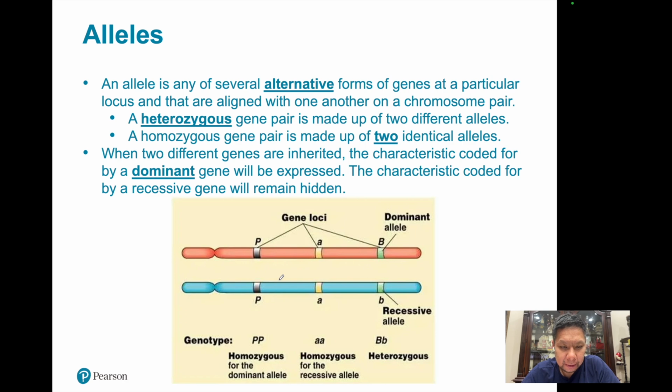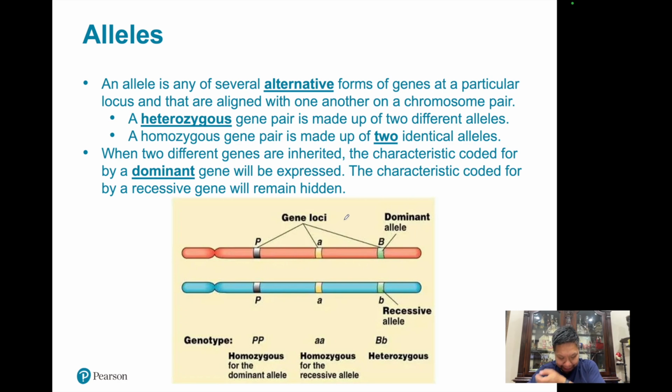So at each loci, which is just the plural of locus, for a gene, you have an allele. And alleles are just different versions of the same gene. Usually there's two alleles present. If you have one allele that's different from the other allele, then we call that a heterozygous gene pair, or two different alleles. If you have a homozygous, that means you have two identical alleles. And when you have a heterozygous, one of them is usually dominant while the other one is recessive.